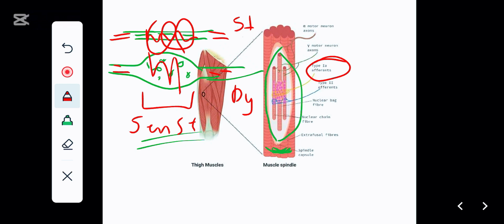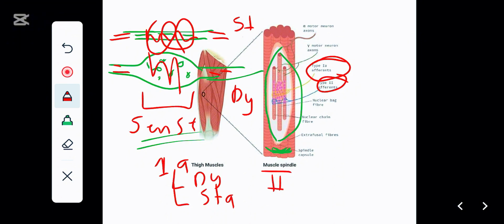The dynamic ones detect stretch that is ever changing. So let's say you start walking. As you are moving your leg, you are changing the tone of how the muscle is being stretched. The type 1A fibers do both the dynamic and the static, whereas the other ones, the type 2 afferent fibers, are strictly static. These guys are strictly static. So you're going to have this setup.